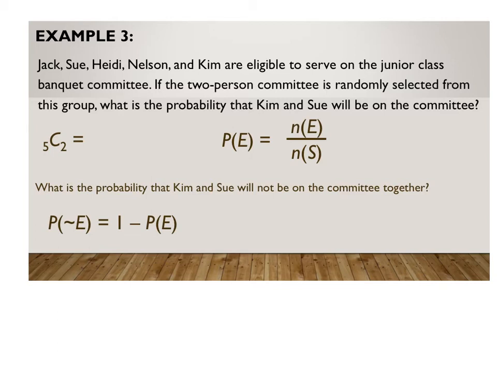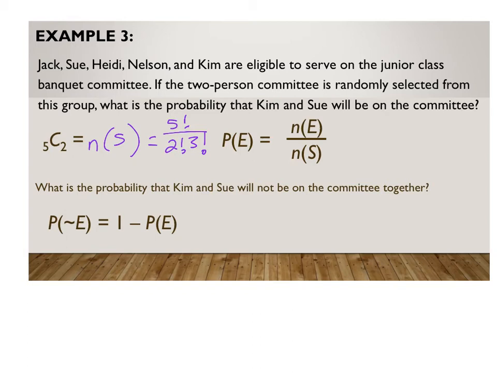Well, let's see. I have 5 possibilities, and I want to choose just 2 of them. I want to choose Sue and Kim. Now, first off, we look at the total possible, my n of S, which is 5 choose 2. Doesn't matter which 2, I just need to choose 2. That's going to be my bottom number. So that's 5 factorial over 2 factorial and 3 factorial.